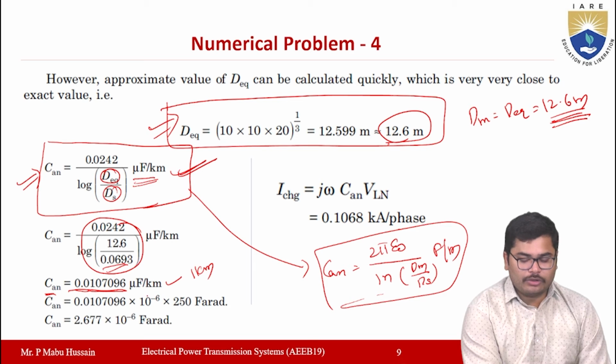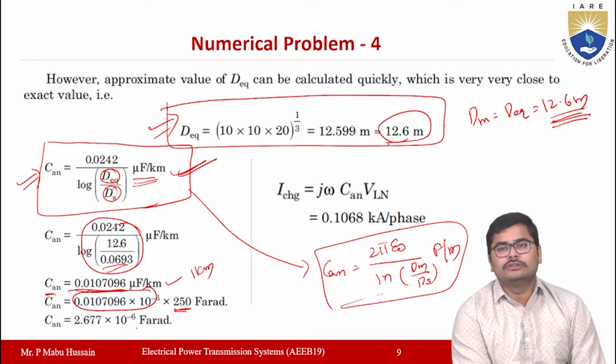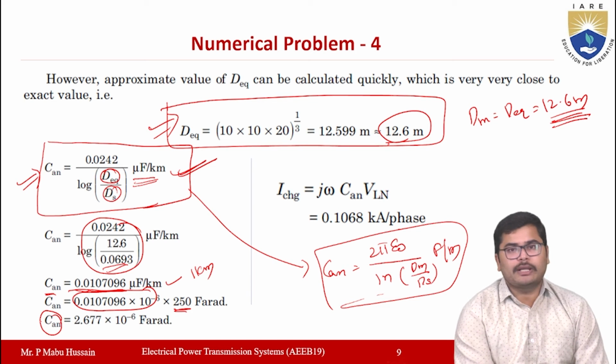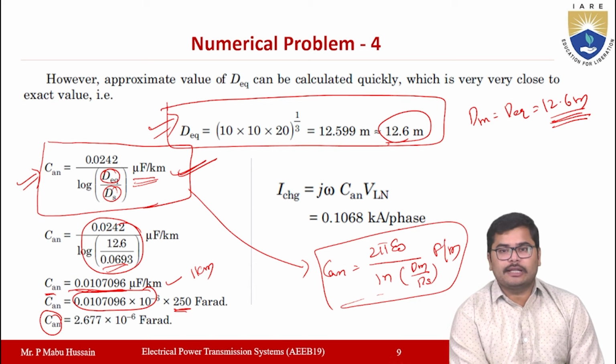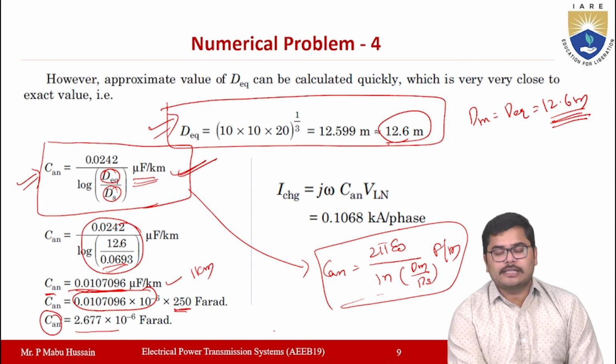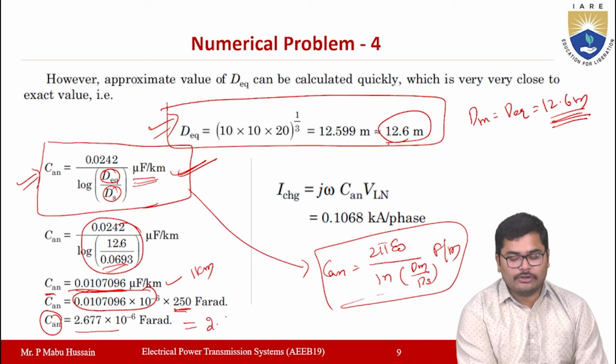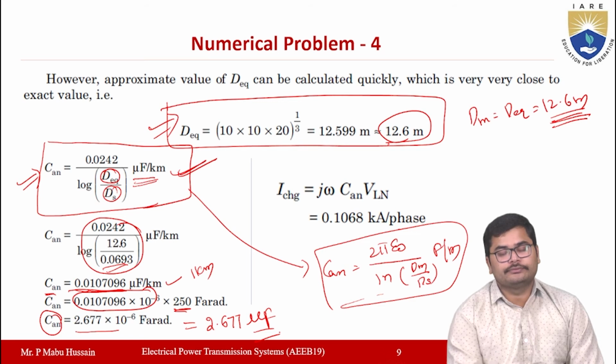So here you have to multiply this total value with 250 so that you will get the capacitance per phase for the entire transmission line in terms of farads. The value you are getting here is 2.677 into 10 to the power of minus 6 farads. So this can even be written as 2.677 microfarads.